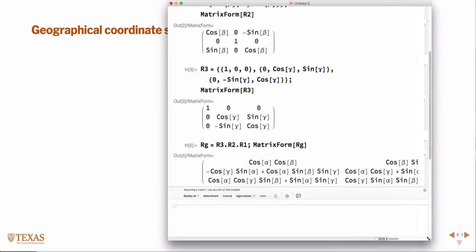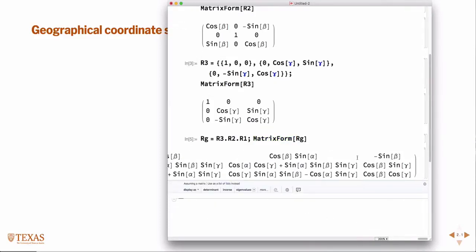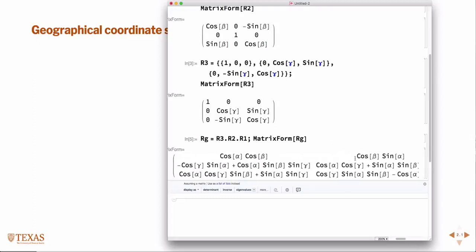there we get this big matrix, and you can see why I didn't want to do it by hand, because it's pretty long, and there are some simplifications that go in there too. All right, so this is RG, this is our rotation matrix.